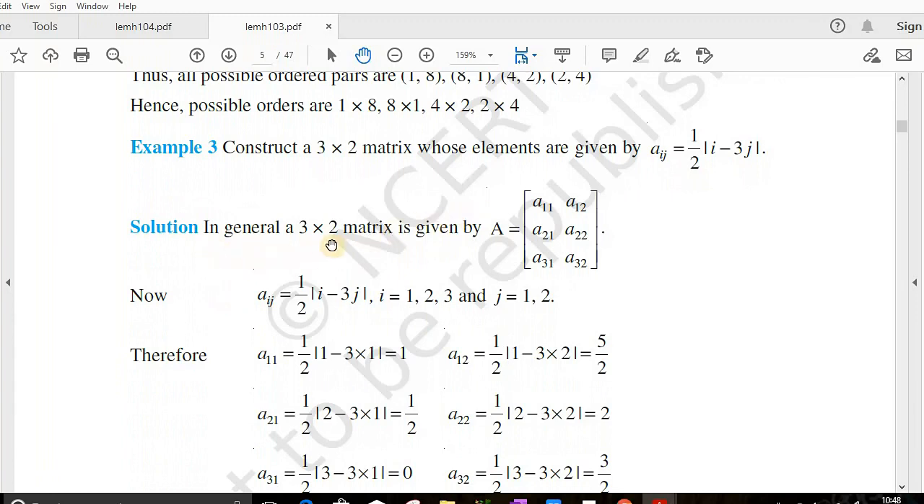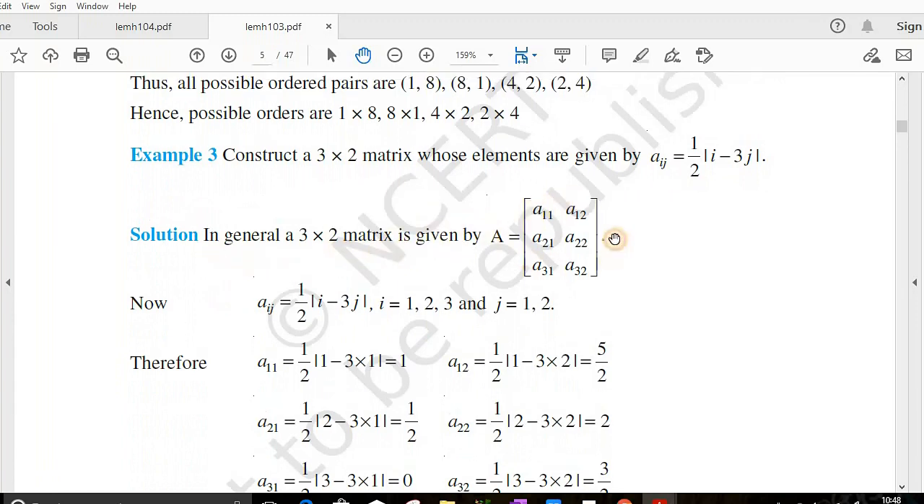First of all you have to write the general 3 by 2 matrix. 3 by 2 means there will be 3 rows and 2 columns. So 3 rows, 1, 2, 3, and columns 1, 2. So that's why a11, a12, a21, a22, a31, a32. Now what will be the elements? Here aij is 1 by 2 times the absolute value of i minus 3j. So you just put in everything here: aij is this, i is this, j is this. That's not a big problem.